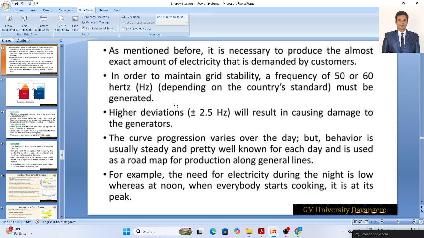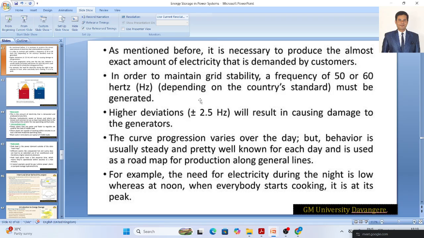Now you can understand. Okay, look at point number 2. In order to maintain the grid stability, a frequency of 50 hertz must be generated, not beyond that. Only if the 50 hertz cycle comes do you have to monitor the phase angle correctly. It should not exceed that.